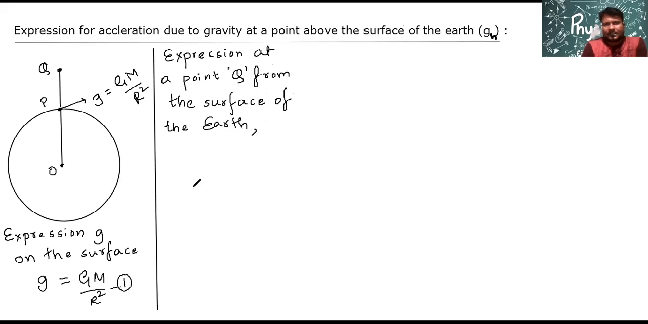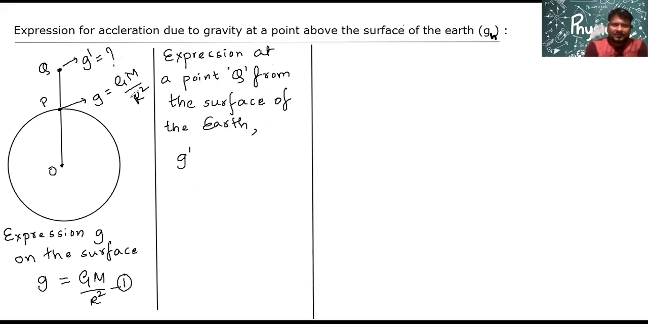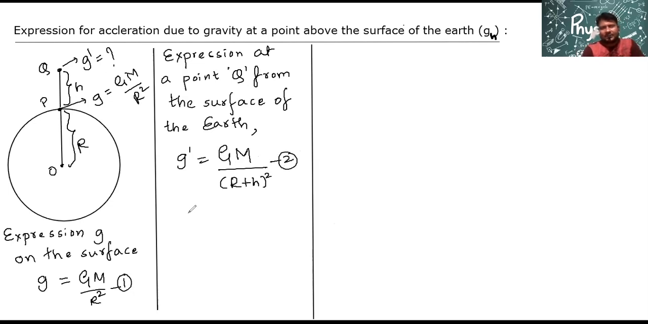So the expression will be, you know what, g dash at this point. Acceleration due to gravity at this point will be g dash. So g dash is equal to what? Capital G, capital M will be constant in this case also, but the radius will be r and the height will be h. So the expression will be r plus h whole square. Take this as equation number 2.